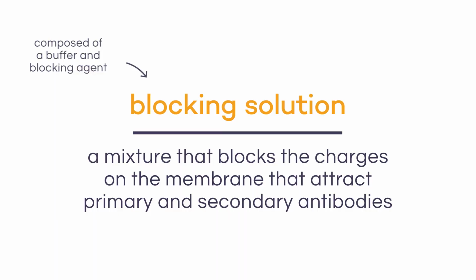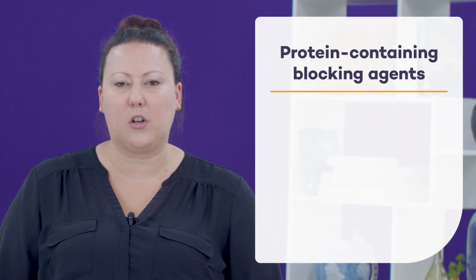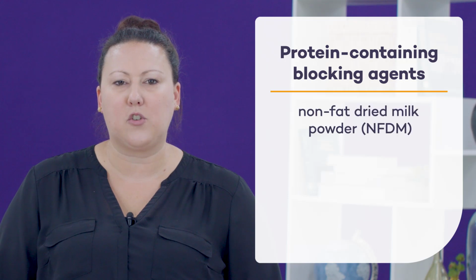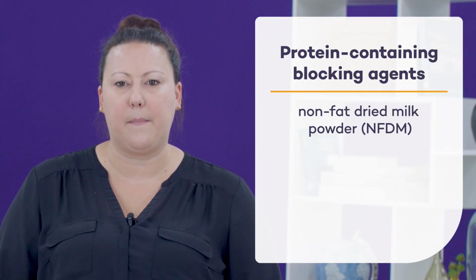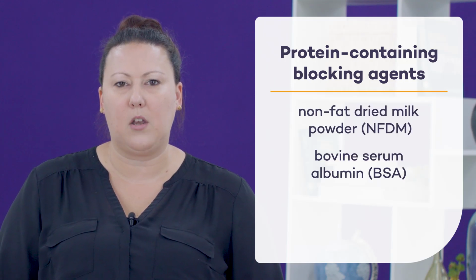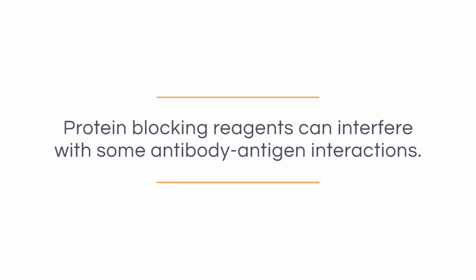Blocking buffer solutions are not only comprised of the buffer component, PBS or TBS, but also a blocking agent. Blocking agents and buffers form a protein mixture that will block the charges on the membrane that would attract primary and secondary antibodies. Several protein-containing blocking agents are available, including non-fat dried milk powder known as NFDM and bovine serum albumin known as BSA. Protein blocking reagents can interfere with some antibody-antigen interactions.